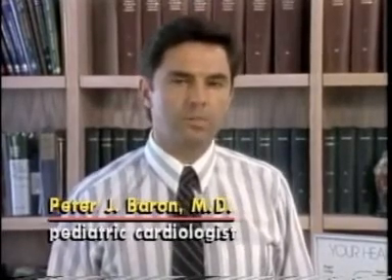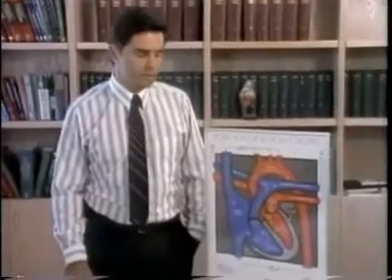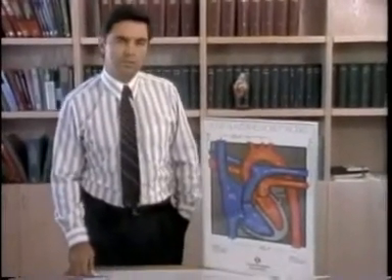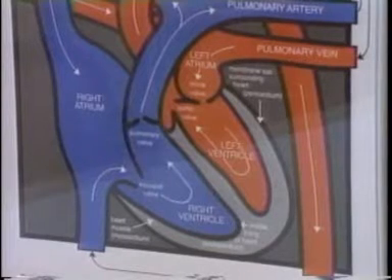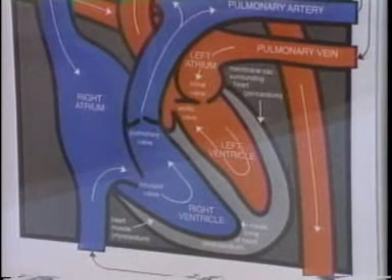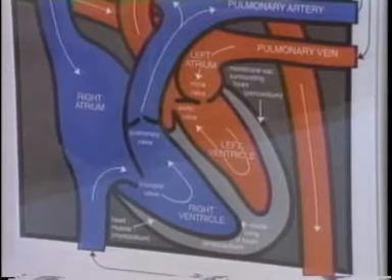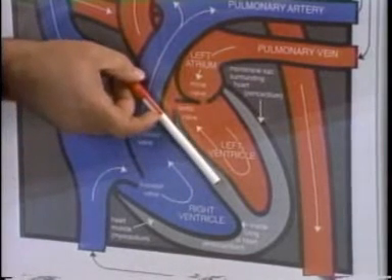Of those, the most common include holes between the heart chambers. These holes between the heart chambers can be between the upper chambers of the heart, the atria, or between the lower chambers, the ventricles. The normal heart is divided into two parts, a right and left half, by a wall which is called the septum.